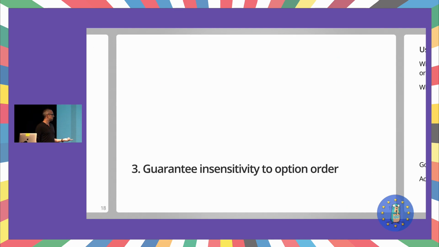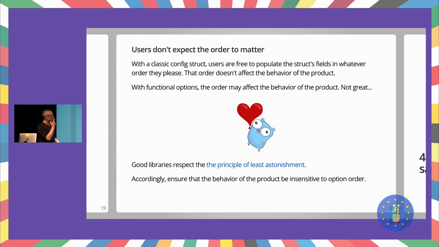OK. Guarantee insensitivity to option order. With the config struct approach, the Go programming language doesn't care in what order you fill this struct, OK? At least if you use keyed struct literals, that's it. So if you use a config struct, order doesn't matter. But with functional options, order may matter. It depends how you've implemented it. So don't surprise your users in a bad way. Implement the thing in such a way that the order in which options are specified doesn't influence the behavior of that thing that you're trying to build. In our case, the CORS middleware.